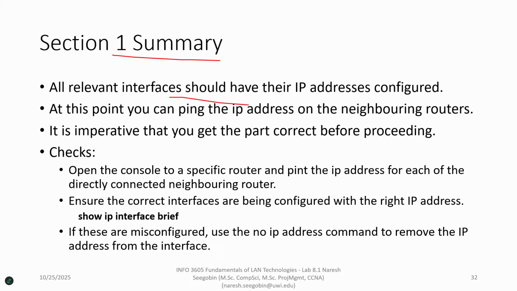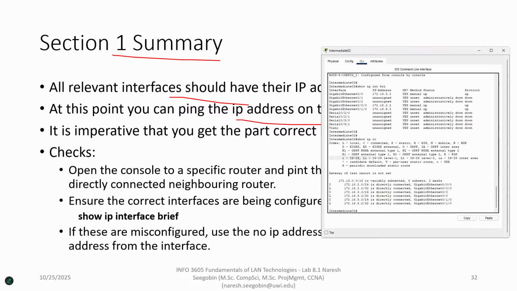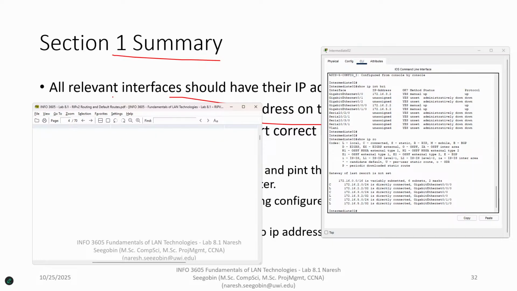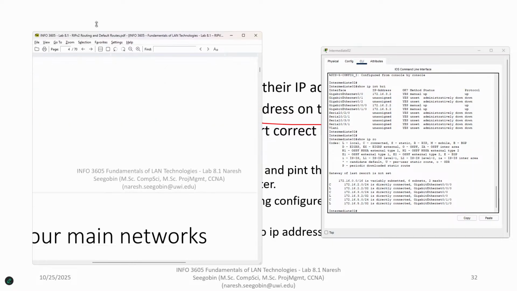So what we're going to do, summary: all relevant interfaces should have their IP addresses configured, which is what we did. You can ping the IP address on the neighboring router. So this one, let's do that, right? This is for your group project. Now, I didn't do it here, but we should. And you ask yourself, let's get there and let's see who. So let me just get this raised up there.